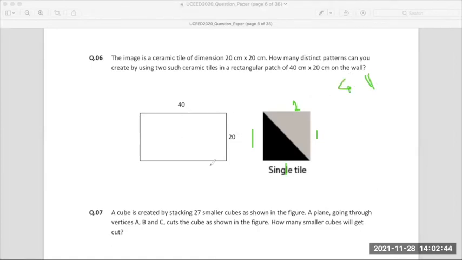Similarly, when I place another tile here, the same kind of rotations are possible, 4. 4 into 4: 4 possibilities of rotating one tile, 4 possibilities of rotating another tile, giving the number of possibilities. 4 into 4 possibilities, which is how much? 16. One tile when we place here can be rotated in 4 different ways.